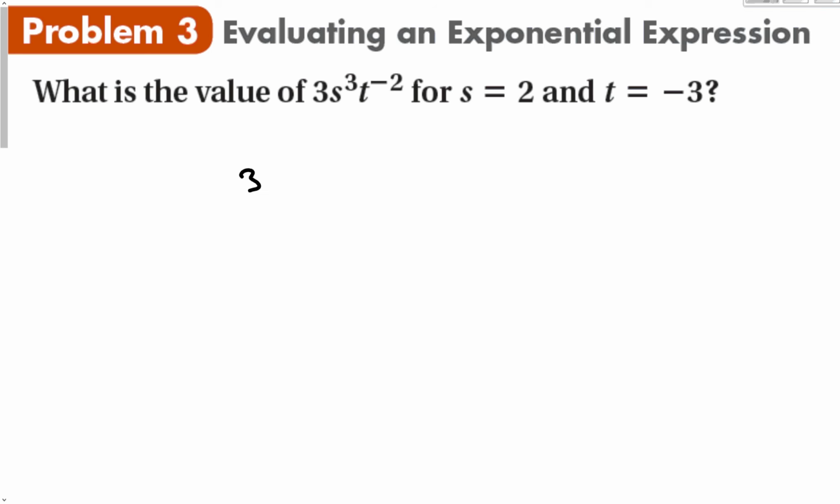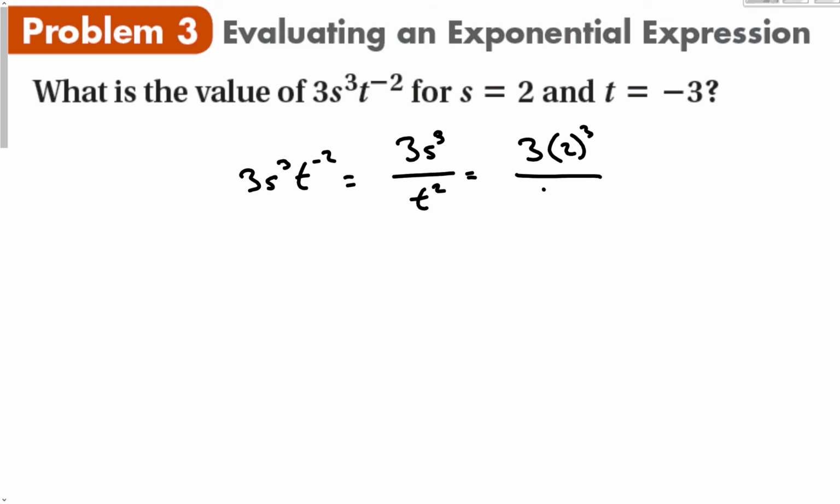So we have 3s to the third t to the negative 2. All I have to do is move that variable with a negative exponent to the bottom of a fraction. 3s to the third over t squared. Substituting gives me 3, s is 2, over t is negative 3.